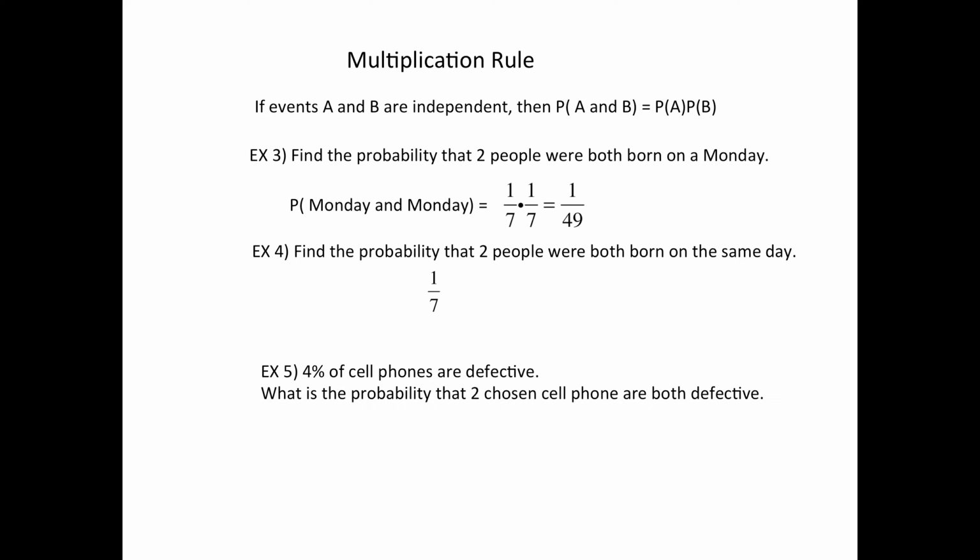Next up, 4% of cell phones are defective. What's the probability that 2 chosen cell phones are both defective? So again, is this a situation where they're independent? You pick up one cell phone and then find out whether or not it's defective. Just by picking up that one cell phone, does that have an effect on the cell phone that's next to it or the cell phone that's in a different store? No. So that means that we can just multiply. Defective and defective means that we multiply 0.04, in other words 4%, times 0.04, which turns out to be 0.002, or 0.2%.